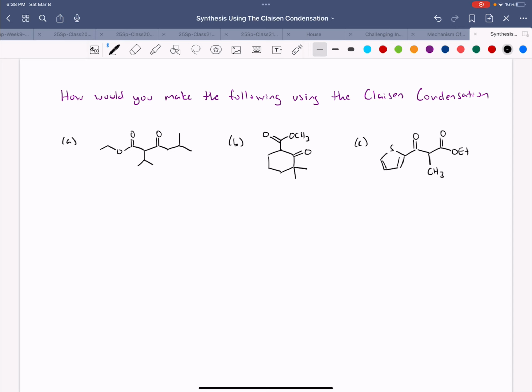Hello. If you are comfortable with the Claisen condensation, fill in the products and mechanism problems, then you are ready to do synthesis where you're given a target molecule and you are asked to propose a synthesis here using Claisen condensation to make that target. Let us take a look at the first one.